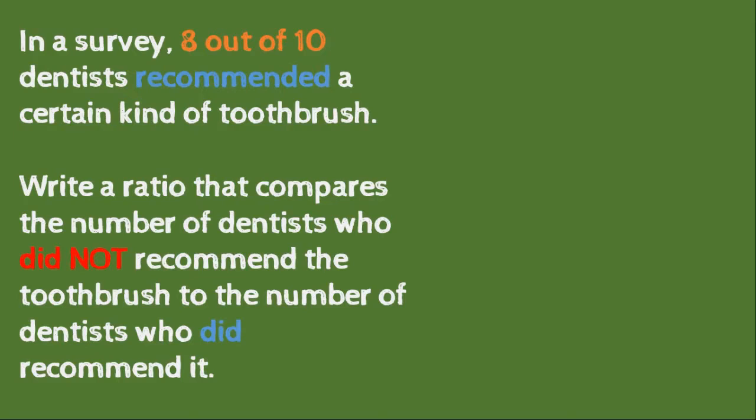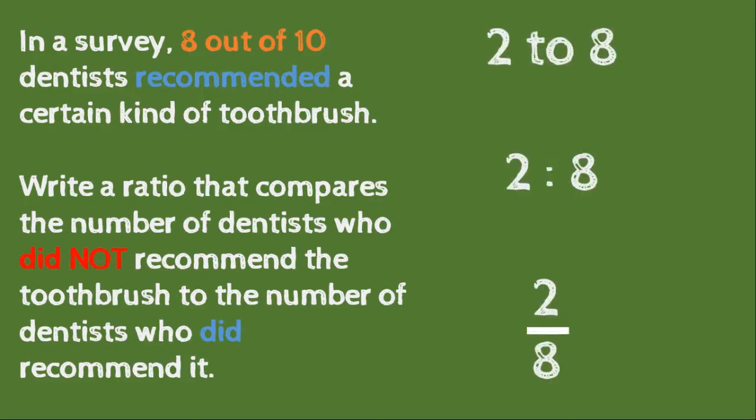So in this case, we can write 2 to 8 would be the ratio. We can write it down with the number 2, with the word "to", and the number 8. We can write it down with the number 2, a colon, and the number 8, or again, like a fraction, 2 over 8.